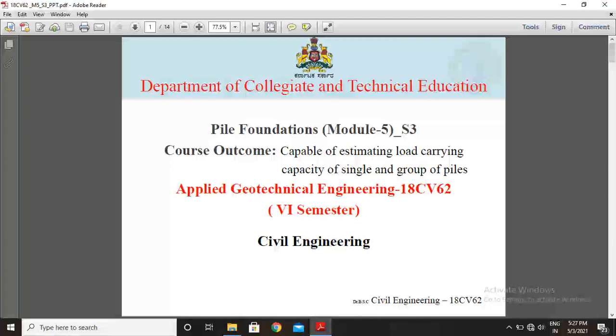Today I want to start Pile Foundations of Module 5, Session 3. Course outcome: capable of estimating load carrying capacity of single and group of piles. Subject title is Applied Geotechnical Engineering and the subject code is 18CV62, of 6th semester, and it comes in the civil engineering branch.